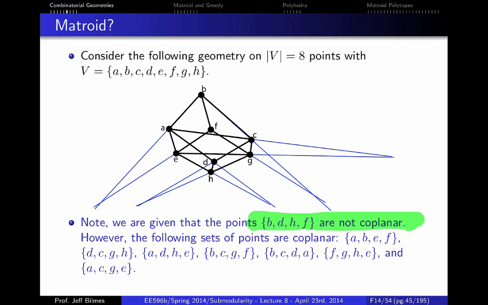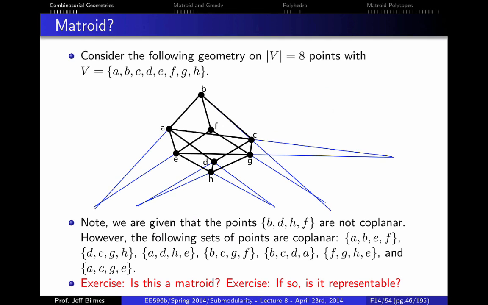Now the question for you to answer is: is it a matroid? And if so, is it representable in a geometry? First of all, you need to check the matroid axioms. This is going to be on your next problem set. You need to check whether it is a matroid, and whether it is representable in some matrix, or coordinizable.